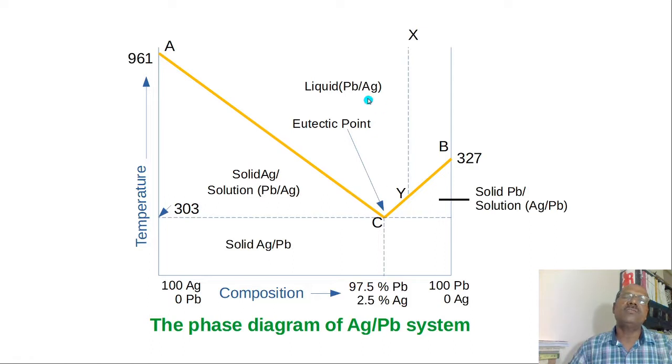In the salient features of the silver lead system, we have to see the two curves. The two curves are AC and BC. Then the eutectic point C. This is the eutectic point C, and the areas: above ACB, this area, then below AC and below BC. These are the different areas which we have to see in detail.